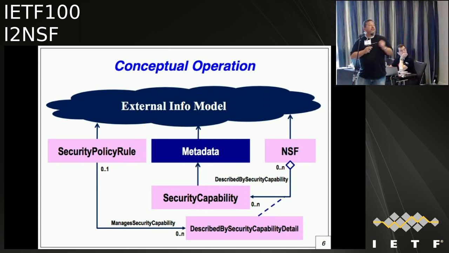The aggregation, which is the diamond with the 2 lines from NSF to security capability, is UML speak for an NSF aggregates or is described by a set of capabilities.